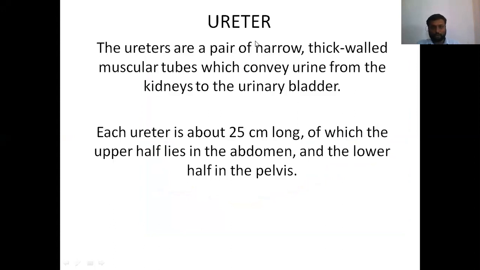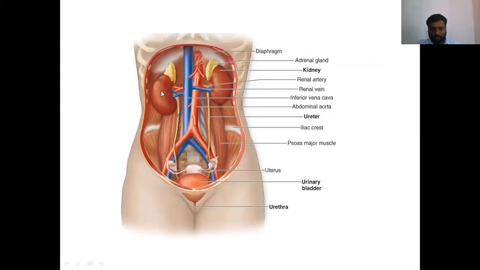So first, what is meant by ureter? Ureter is a around 25 centimeter long muscular tube extending from kidney to urinary bladder. See this image. It's around 25 centimeter long. In this image, these two are the two ureters, this almost white or ivory colored structure. Extending from kidney to urinary bladder.